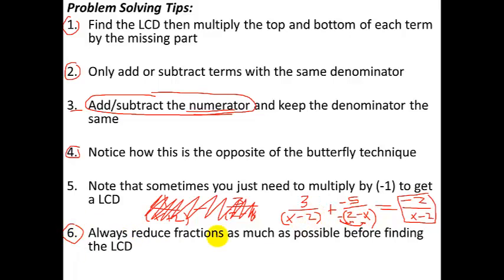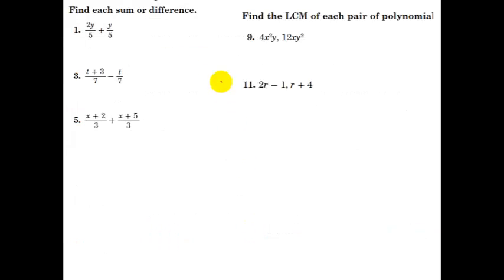And lastly, always reduce fractions as much as possible before finding the lowest common denominator. So the last thing you want to do is get some big nasty common denominator when you could have just simplified the fraction to begin with. So let's do some example problems.